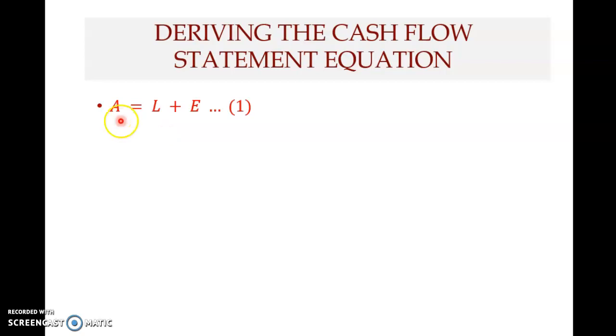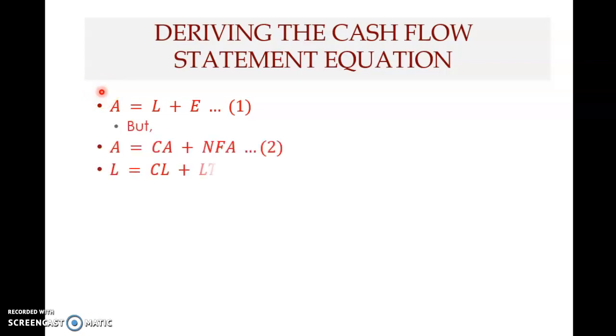First, you have this equation. This is called the balance sheet identity. A stands for assets, equal to liabilities plus equity. L stands for liability and E for equity. So that's the first equation: assets must be equal to liabilities plus equity. This is the balance sheet identity that we have seen in the beginning part of this chapter.